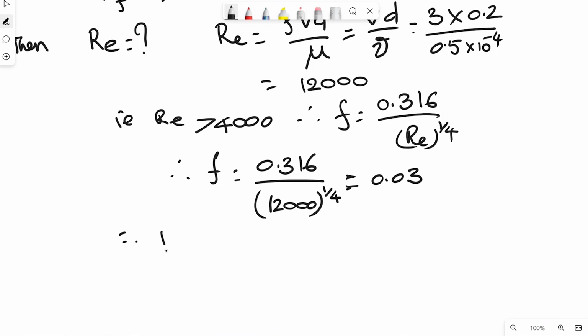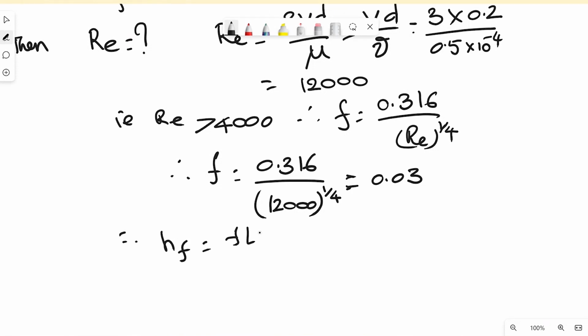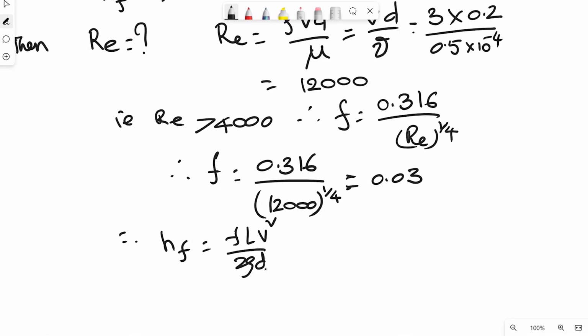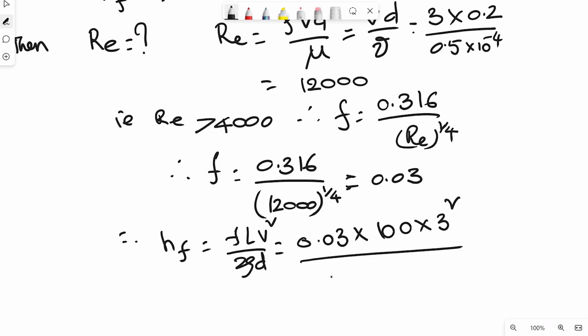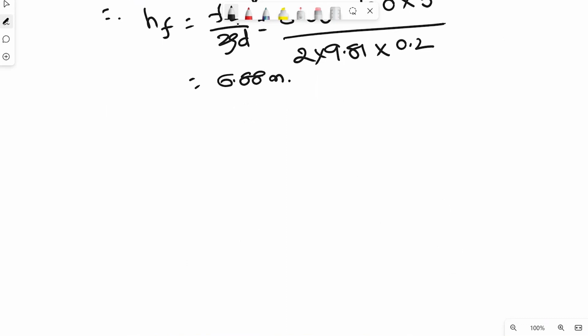So therefore, hf is equal to f L V squared by 2 g d. f is 0.03, L is 100 meters, V is 3 squared, divided by 2 into 9.81 into d equal to 0.2. If you calculate that, we are getting around 6.88 meters. Next, I will take you into another problem.